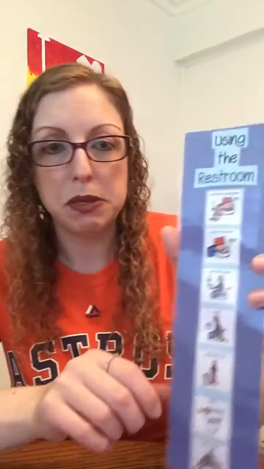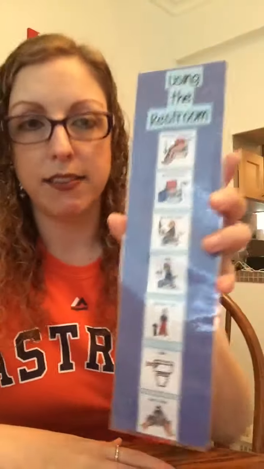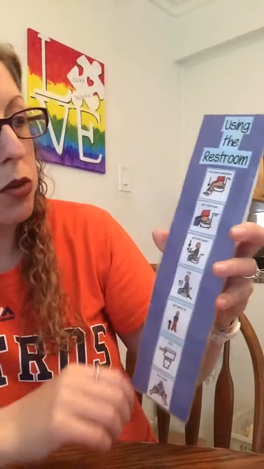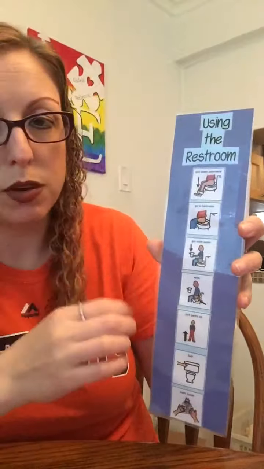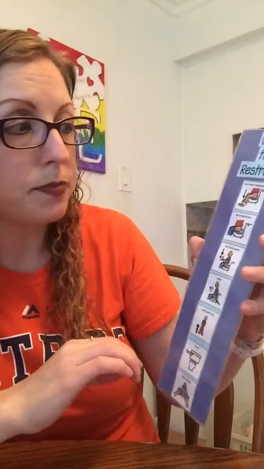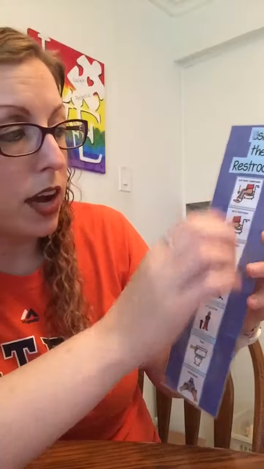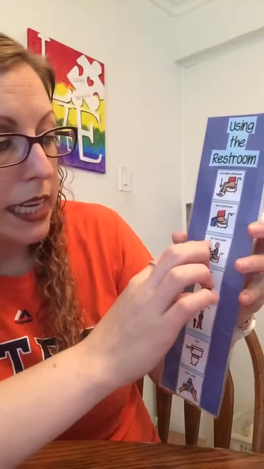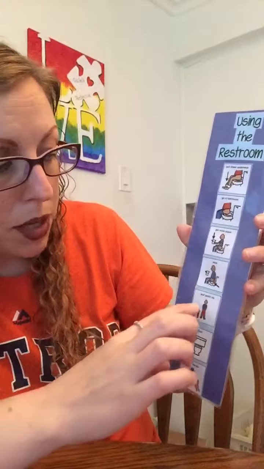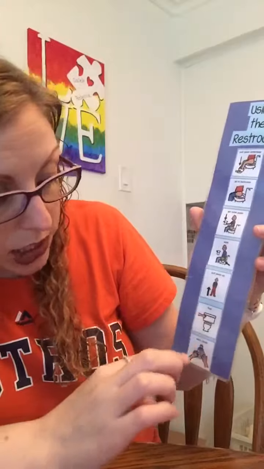So if you can break something down into a schedule like this for whatever the activity is, this is using the restroom. And again, it's got the words along with the pictures, which I highly recommend. So we have pull down underwear, go to the bathroom, get toilet paper, wipe, pull pants up, flush, wash hands. You could have one that's specifically for washing your hands.